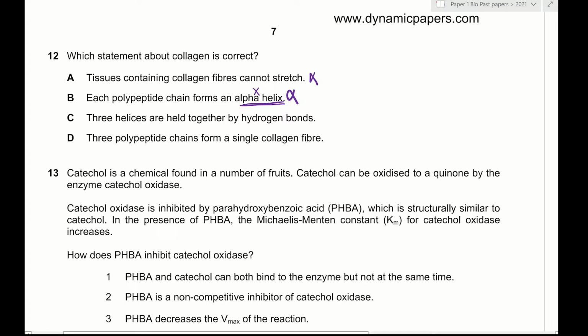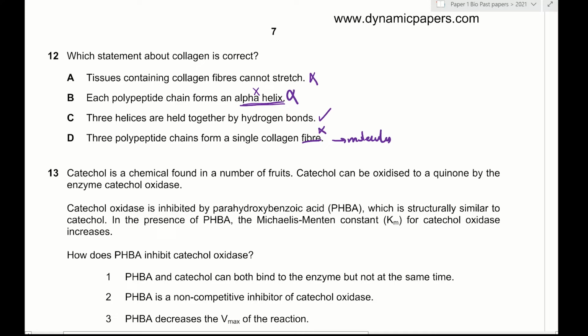C. 3 helices are held together by hydrogen bonds. This is correct. The 3 helices are held together by mostly hydrogen bonds and some covalent bonds, providing the high tensile strength. D. 3 polypeptide chains form a single collagen fiber. 3 polypeptide chains do not form a single collagen fiber, they form a collagen molecule.